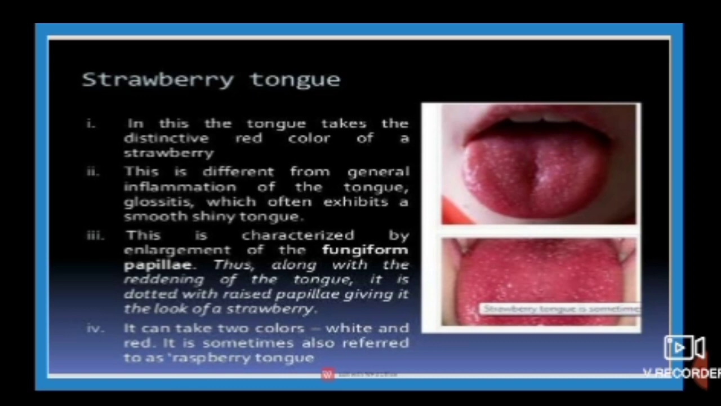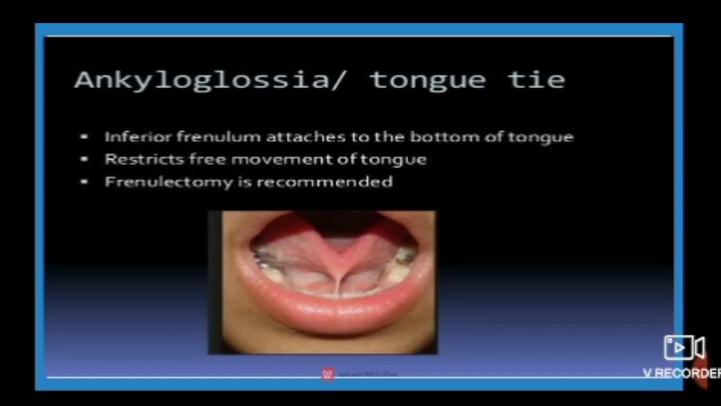Then the third one is ankyloglossia. It is a very common disease, and it is also called tongue tie. In this condition, the range of motion of the tongue is restricted, and the symptom of ankyloglossia is difficulty sticking out the tongue.